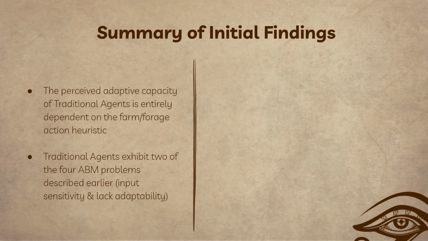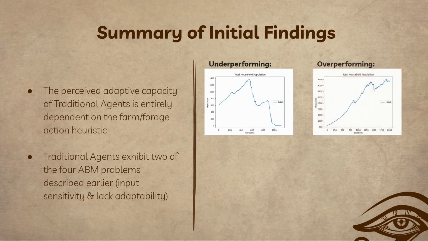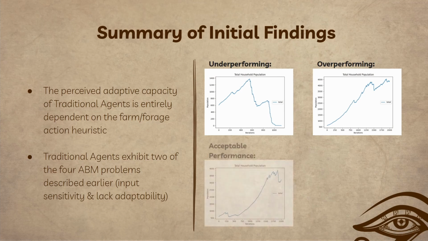During development, we noticed that the traditional agents were incredibly sensitive to their starting input. One run they might underperform and die, or they might overperform and behave uncharacteristically. To combat this, we had to do a bit of parameter tuning to find the intended behavior of the agent in most scenarios. From the onset, it has been quite clear that the traditional agents exhibit 2 of the major ABM problems mentioned earlier: unpredictability and a lack of adaptability.